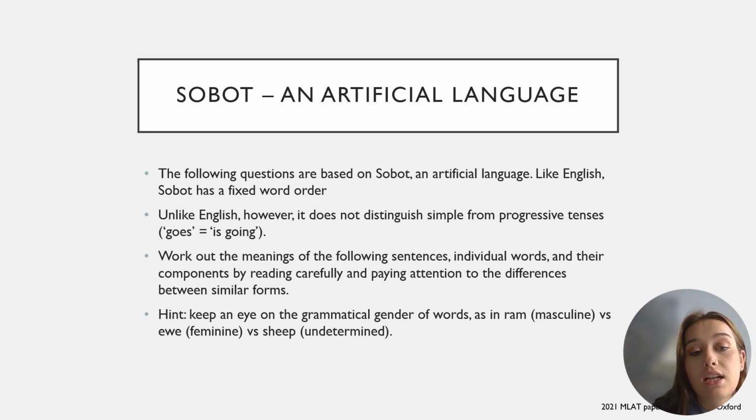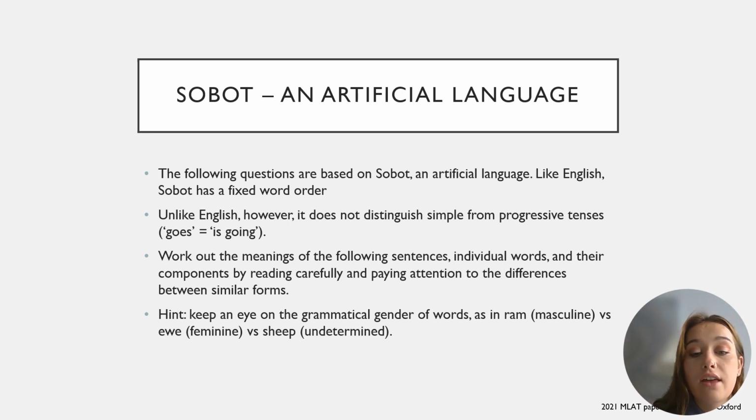So we're going to be looking at an artificial language called Sobot. And like English, Sobot has a fixed word order, so like subject, verb, object. Unlike English, however, it doesn't distinguish between simple and progressive tenses. So how in English we say he goes or he is going, they don't have that.